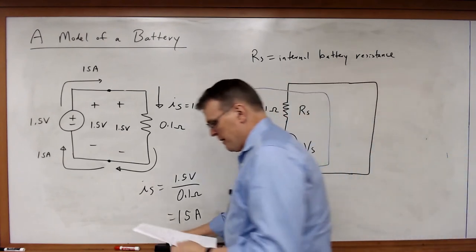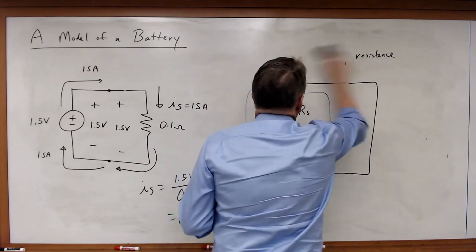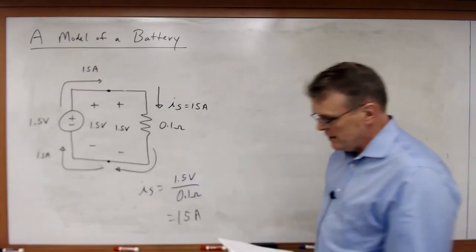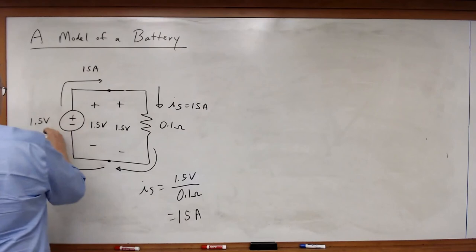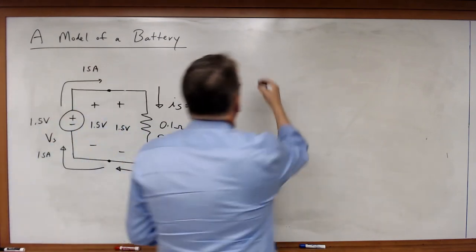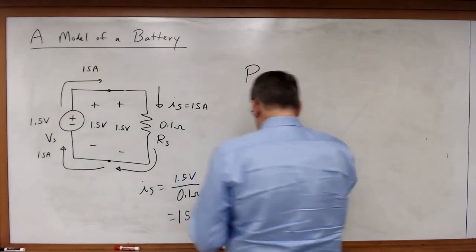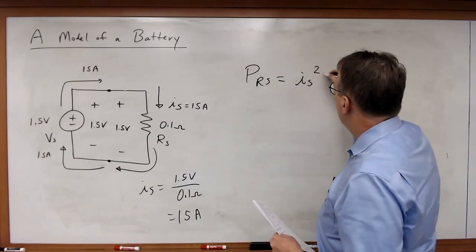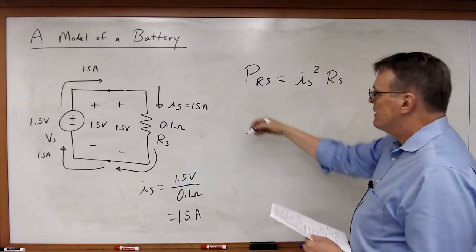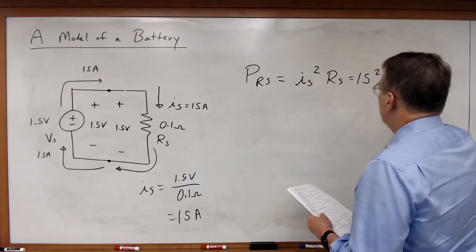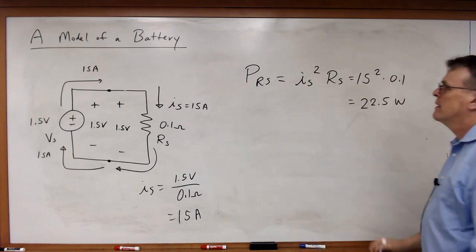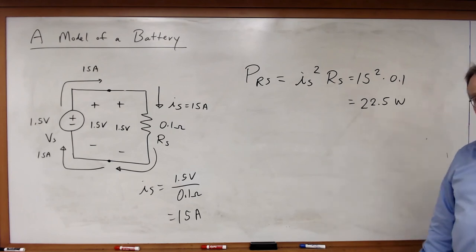Now let's do another little calculation. Let us calculate the powers of the two elements in this very simple circuit. So this is our voltage source Vs. This is our resistor Rs. What is the power of the resistor? P_Rs must be equal to, from last time, I squared times R, so Is squared times Rs. Plug in the values. This is equal to 15 squared times 0.1, which is 22.5 watts. That's the power of the resistor. And note, it's got to be a positive value.